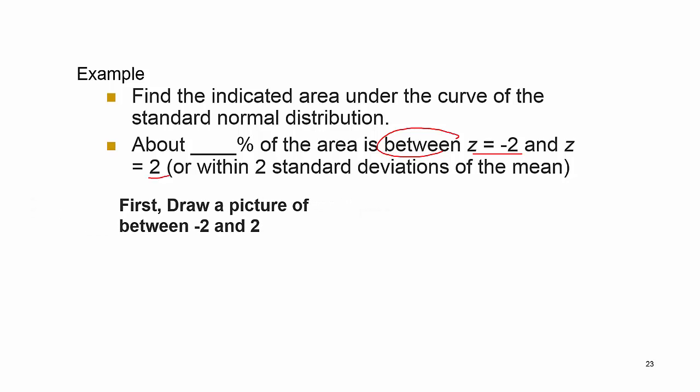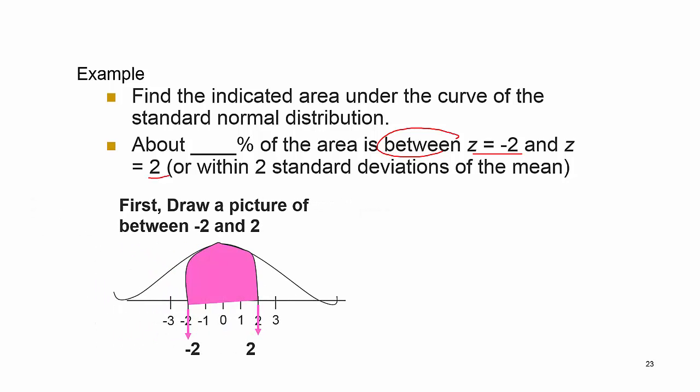First, draw a picture of this situation. So between, I want to graph both of my numbers and shade between them. Now, when I look this up in my z-table, negative 2 would be negative 2.0, and then you would look in your hundredths position, it would be the 0. Okay, so then that would correspond to an area of 0.0228.